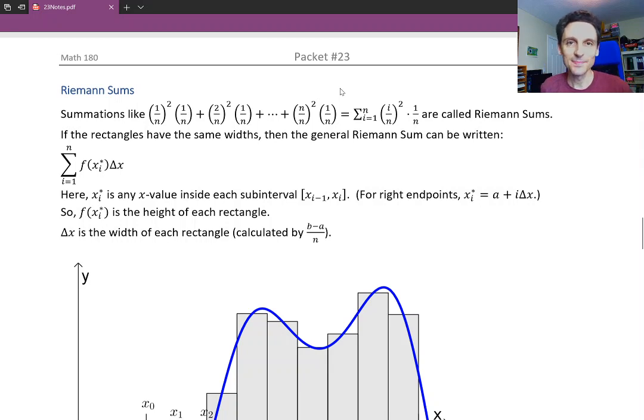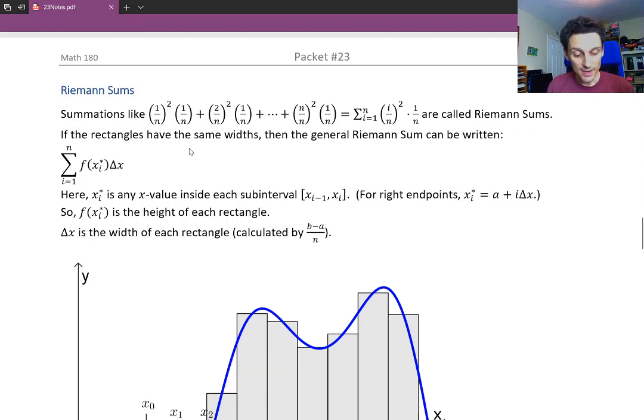Hello and welcome back. Summations like we saw in the last video, example 2, are called Riemann sums. So the example was 1 over n squared times 1 over n, plus 2 over n squared times 1 over n, and so on. We wrote it using this compact sigma notation, i over n squared times 1 over n. So this is called a Riemann sum. In this case, it's the sum of the areas of all those approximating rectangles.